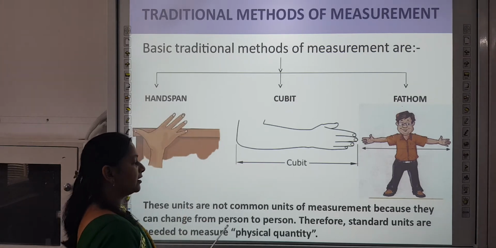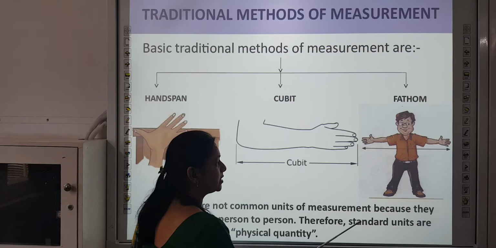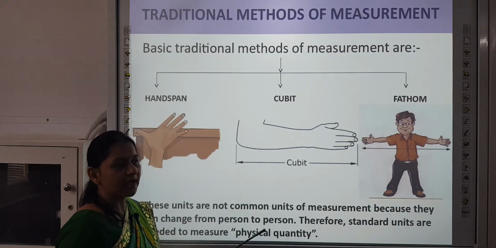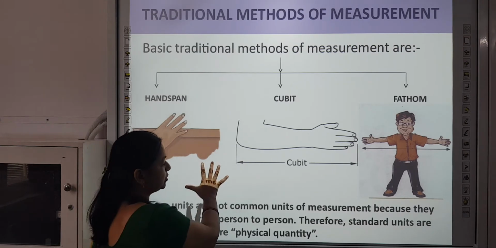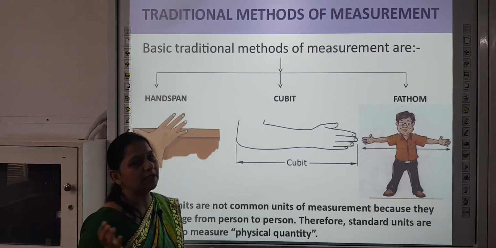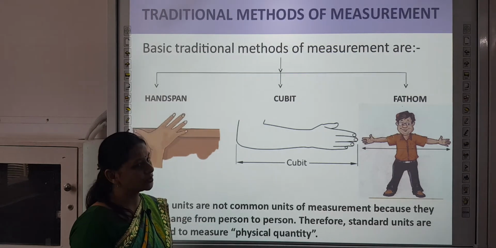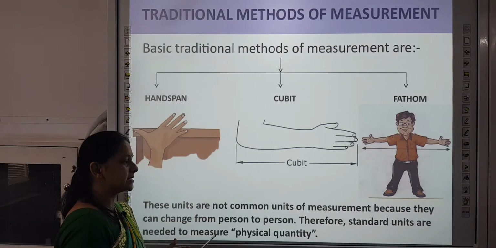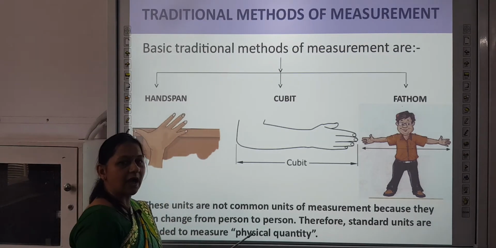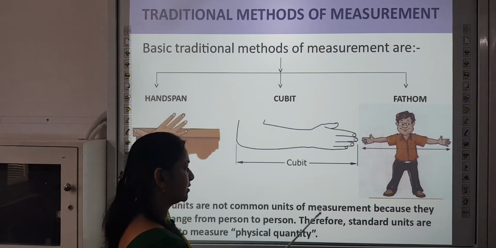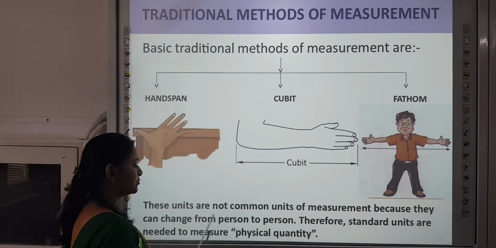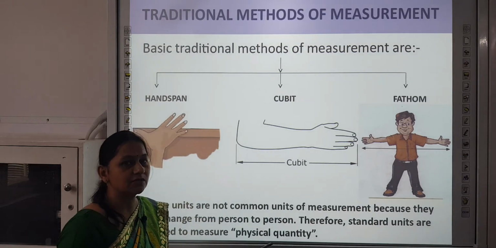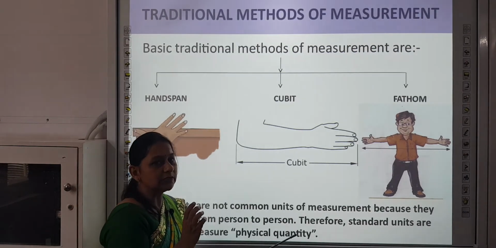But these units are not common units of measurement, because they may vary from one person to the other. If I ask you to measure this blackboard using your handspan, you all may give me different answers. So I cannot tell which one is correct or accurate. For these measurements, we need to have some standard units. So standard units are needed to measure physical quantities. Any physical quantity, if I need to measure it, I need to have some proper physical unit.